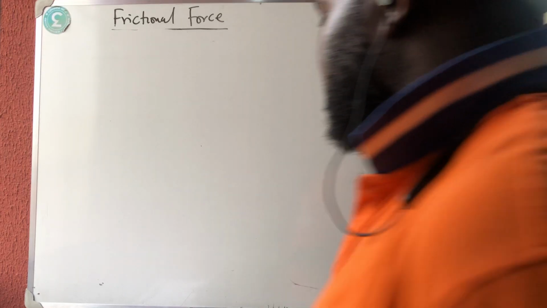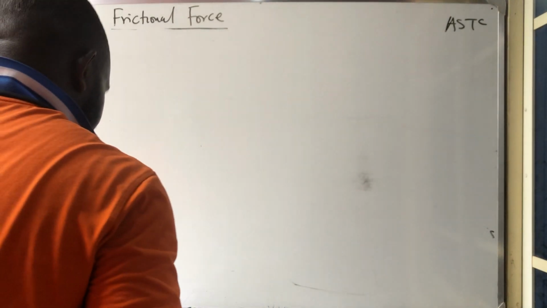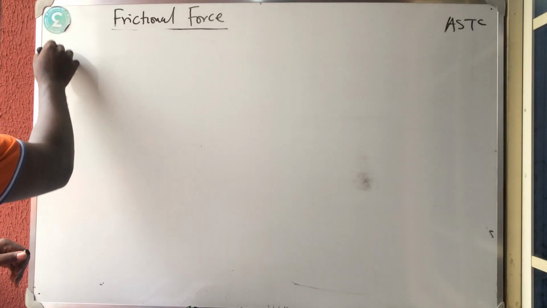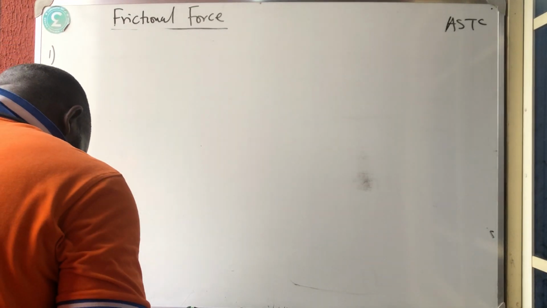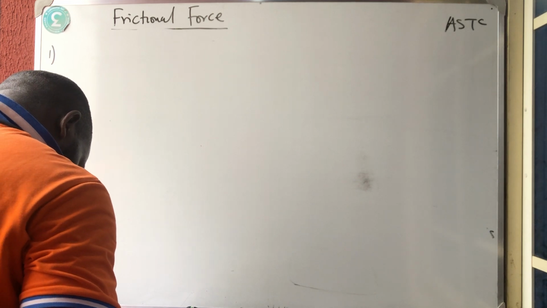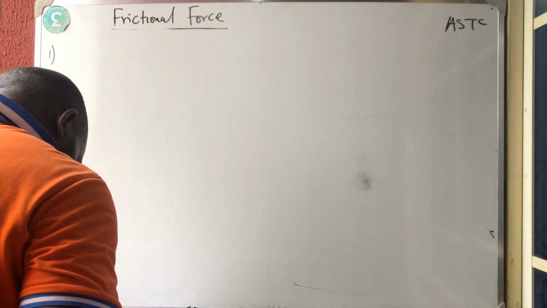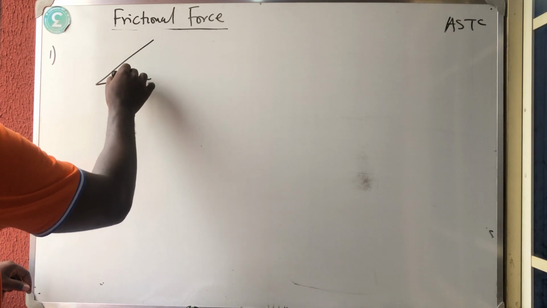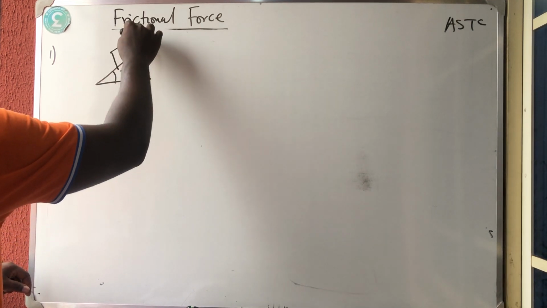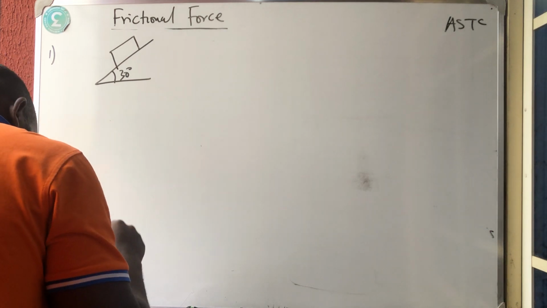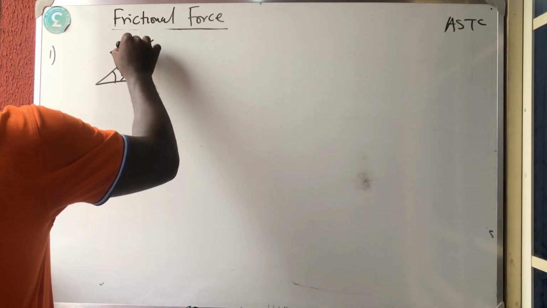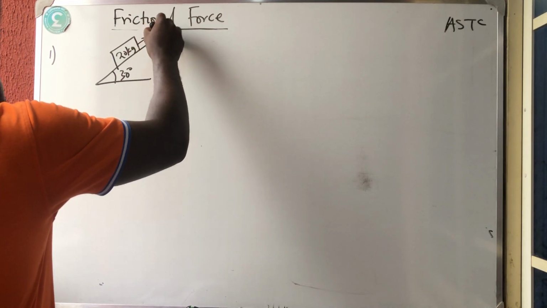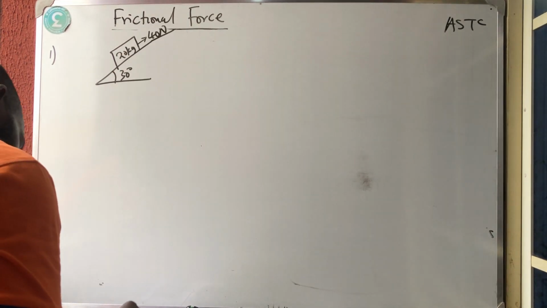So let's solve some calculations on frictional force. The first question we are going to look at, number one, gave us a body on a plane at 30 degrees, and that body is 20 kg. There is a force acting on that body, 40 newton. This is the diagram they gave us.